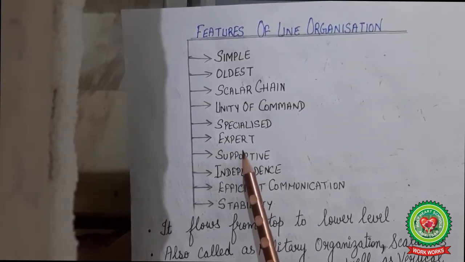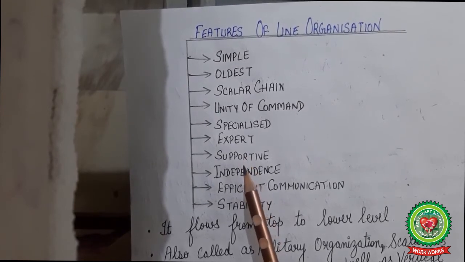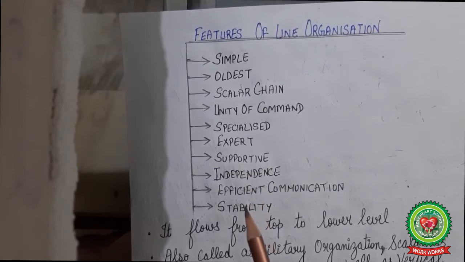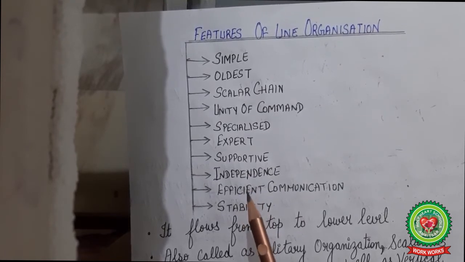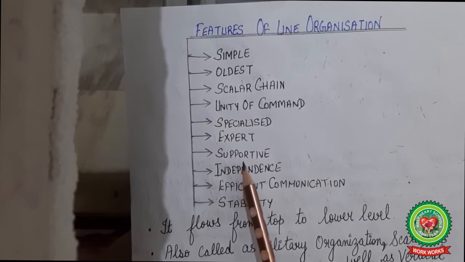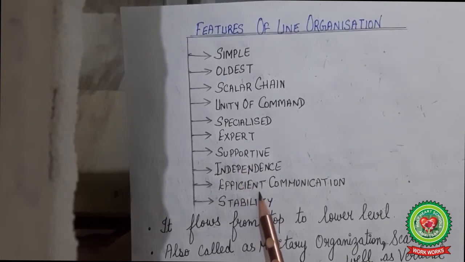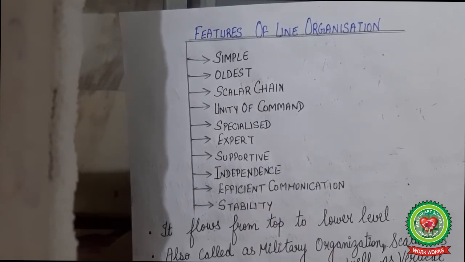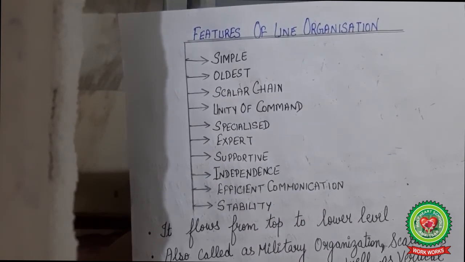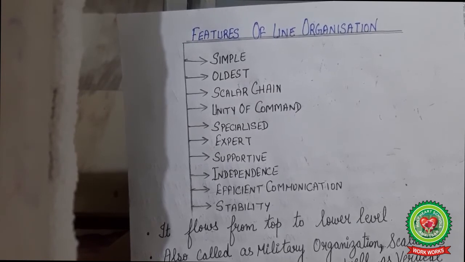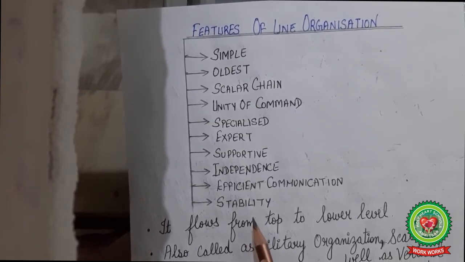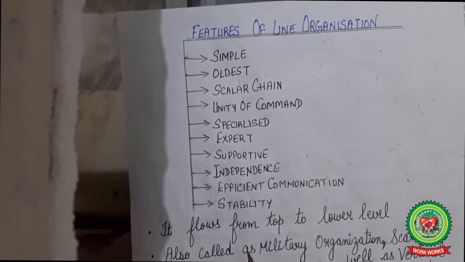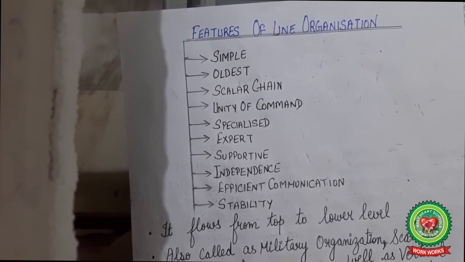Then specialization: one person who is doing a particular job again and again becomes specialized in that. Every person is an expert in their activity, and if in line organization experts are on the same part, then they are skilled enough. They are supportive, they are independent, they provide efficient communication. There is no communication gap because every rank officer knows whom he has to communicate with. Then there is stability of personnel. There is less turnover, there is less firing of employees out of the concern.